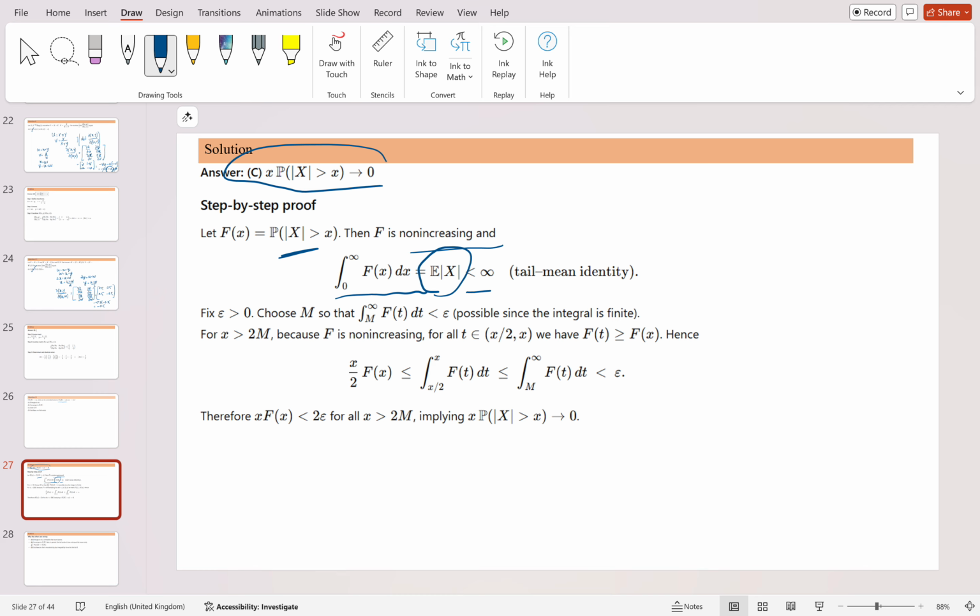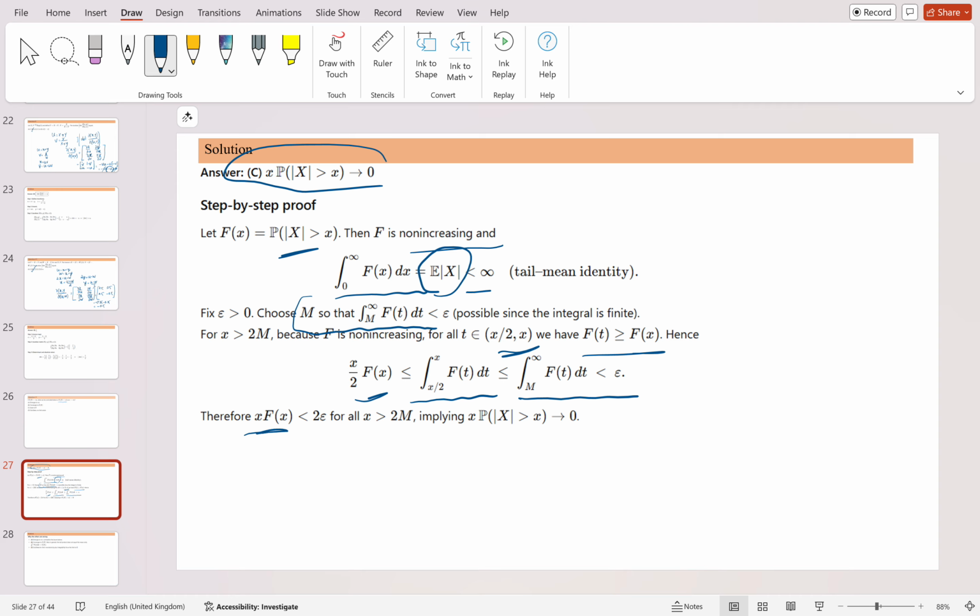But let's fix some epsilon greater than 0, choosing m so that the integral from m to infinity of f(t) dt is less than epsilon. This is possible since the integral is finite. So for x greater than 2m, since f is non-increasing, for t belonging to x/2 to x, f(t) will be greater than or equal to f(x). Similarly, with this, you can say that (x/2) f(x) is less than or equal to the integral from x/2 to x of f(t) dt, and the integral from m to infinity of f(t) dt is less than epsilon.